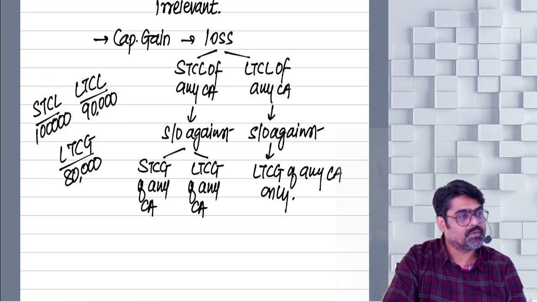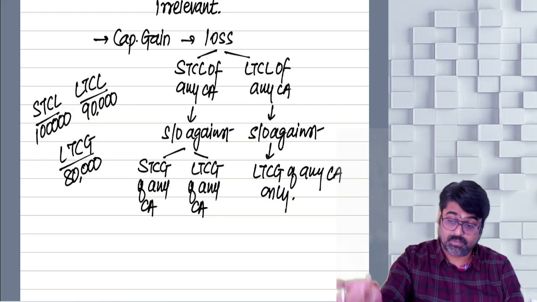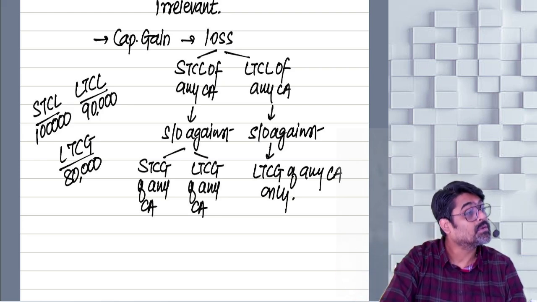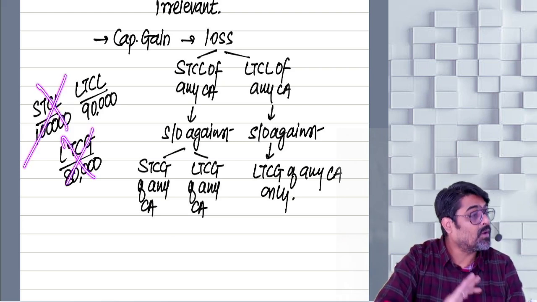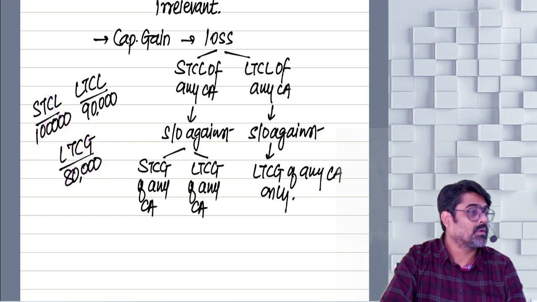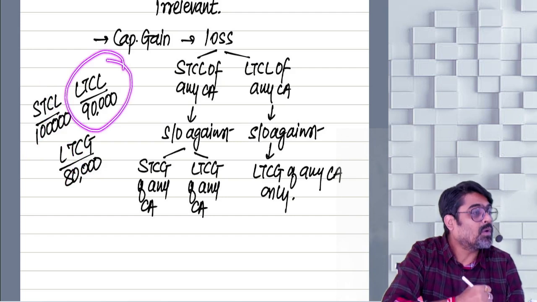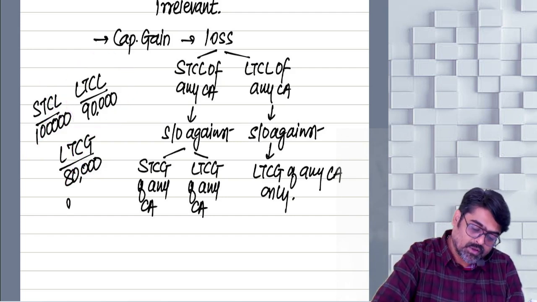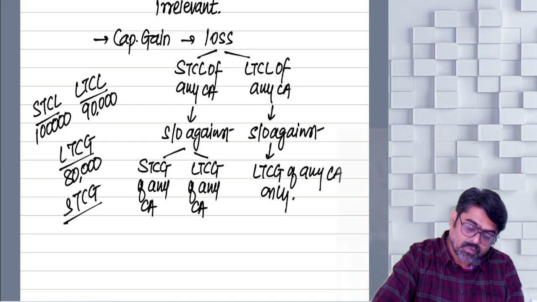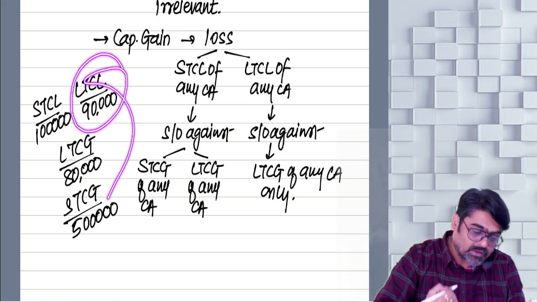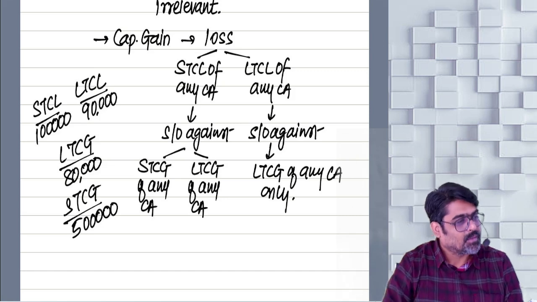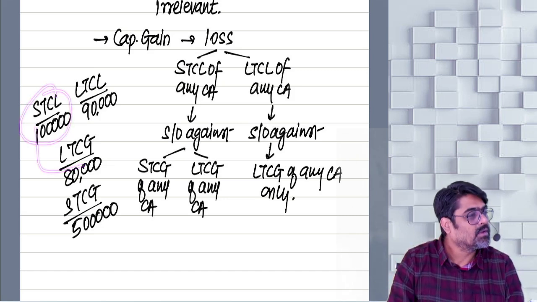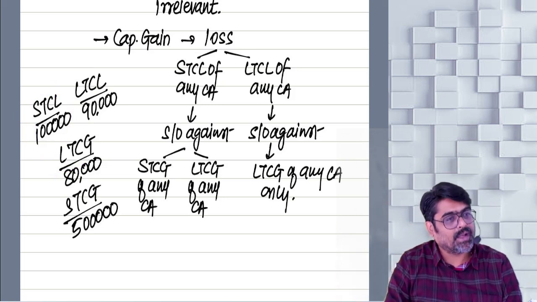Which one will you first set off? Why long-term? Short-term can also be set off. You can set off short-term also first. But if you set off the short-term capital loss against the long-term gain, it will be wiped out. Now there is no gain remaining against which the long-term loss can be set off. Even if you have short-term capital gain of rupees 5 lakhs, you cannot set off against it. So you have done a blunder by setting off this short-term loss against the long-term gain. You wiped out your entire long-term gain, yes or no?